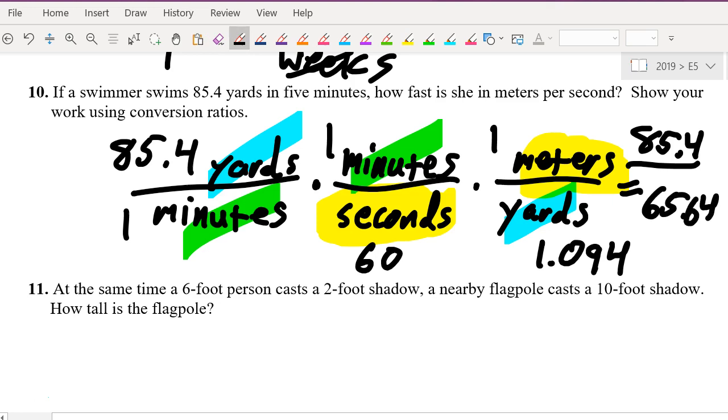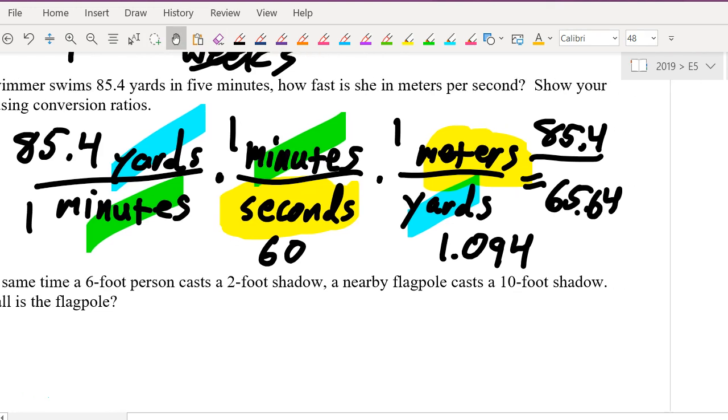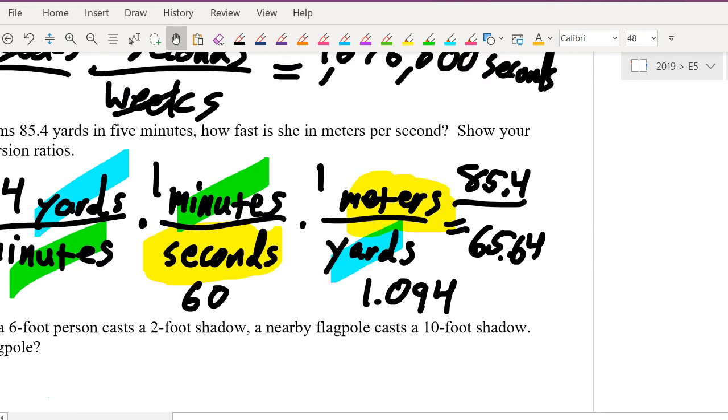Then we need to divide 85.4 by 65.64, and that will be our answer.